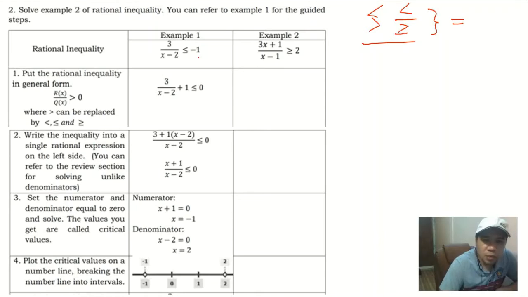Lipat natin si 1 doon. So, from negative, magiging positive. As I said, treat nyo lang to as equal sign. Equals to, less than equal to 0. So, proceed tayo. Ano nangyari dito?